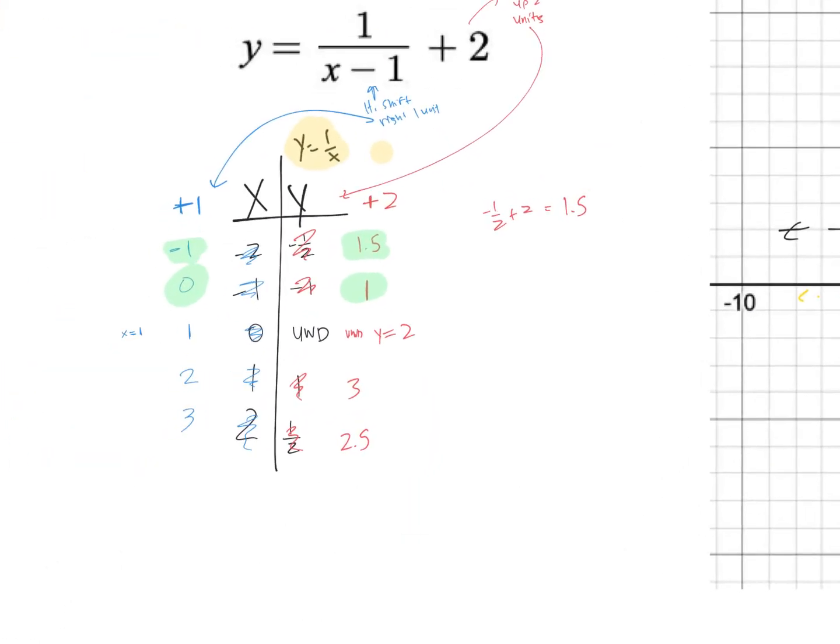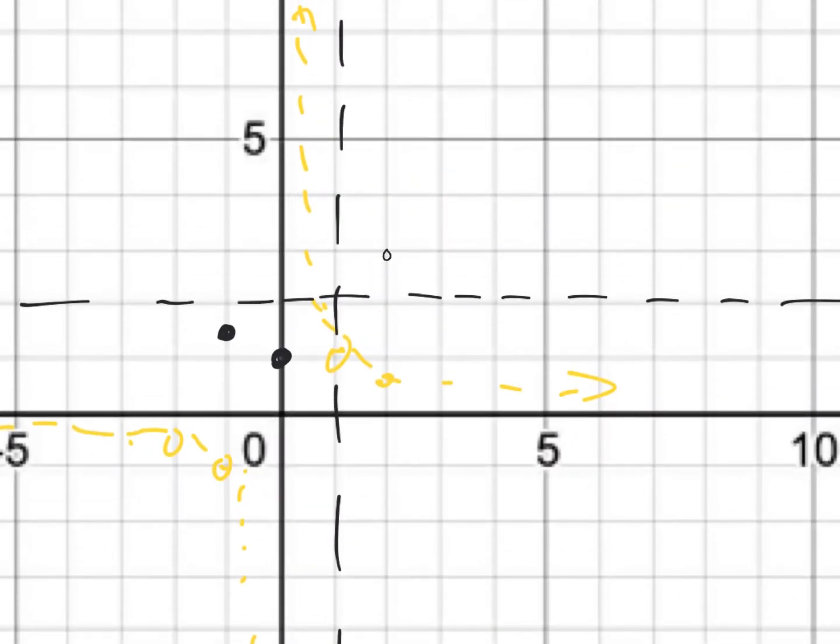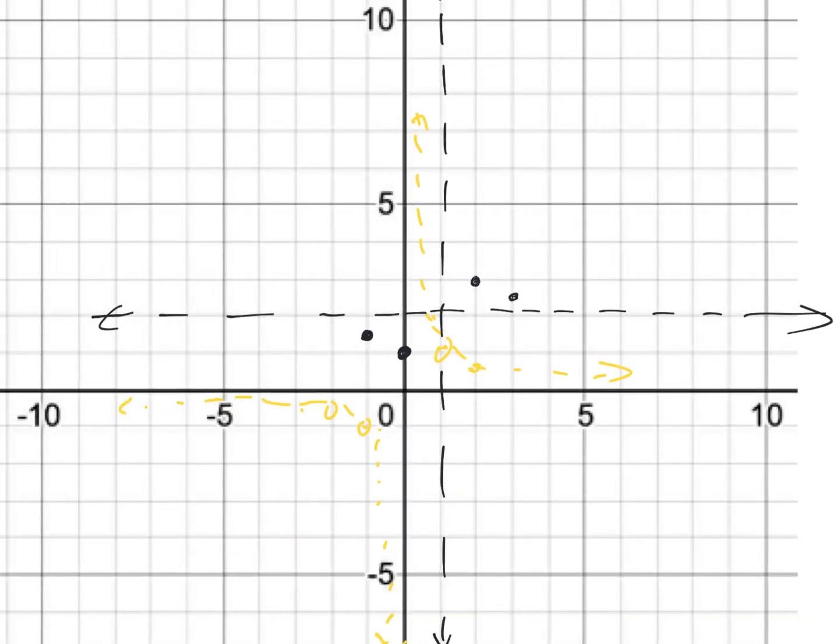So I graphed my horizontal and vertical asymptotes, x is equal to 1, y is equal to 2. Next, I'm going to graph 2 comma 3 and 3 comma 2.5. So 2 comma 3 next, right 2, up 3. And then 3 comma 2.5 is going to be about right there. So I can kind of see this curve forming. It looks exactly like that parent function, but we just moved it up and right.